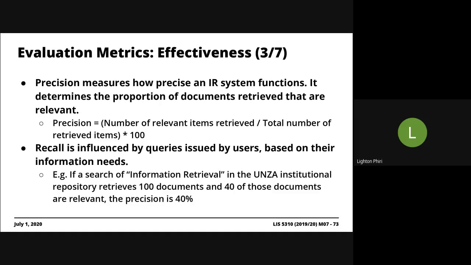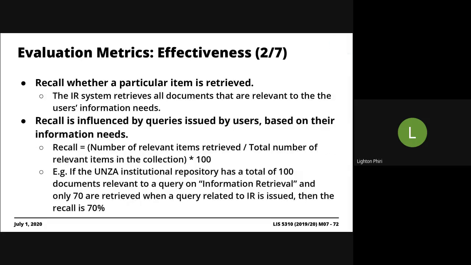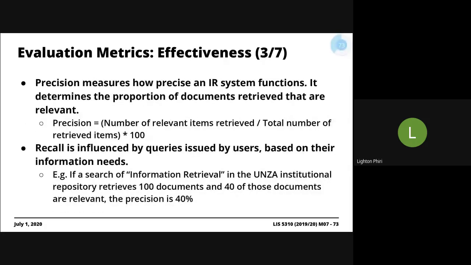Precision, on the other hand, measures how precise the IR is, but it's relative to what is returned. Recall is relative to what is in the corpus, right? So in this particular case, precision can be represented by a mathematical expression which takes into account the total number of relevant items returned over all the items that have been returned once you issue the query.